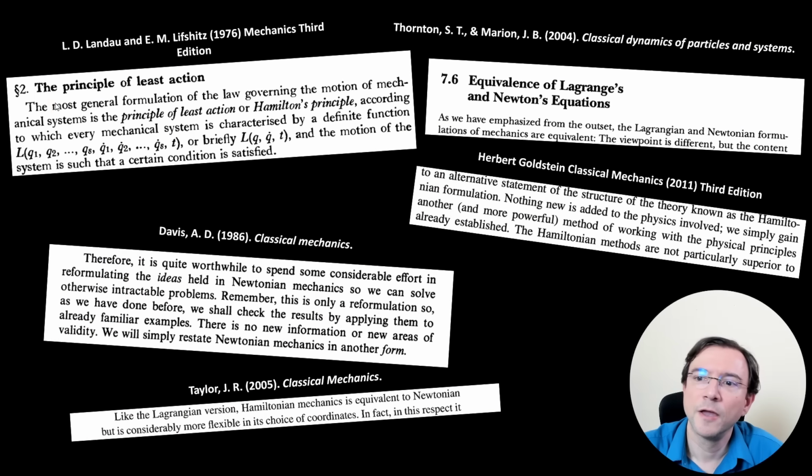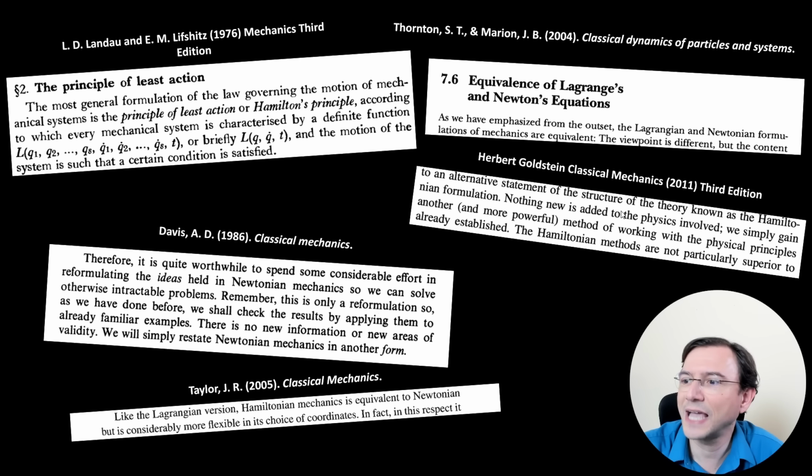If you studied advanced mechanics, you probably think that the Newtonian, Lagrangian, and Hamiltonian mechanics are all equivalent. And you probably think that because you have been told, and that's what is written in books. For example, the most general formulation is the principle of least action, which would mean that everything that you do in Newtonian mechanics, you can do it with the principle of least action. Or Lagrangian and Newtonian formulation of mechanics are equivalent.